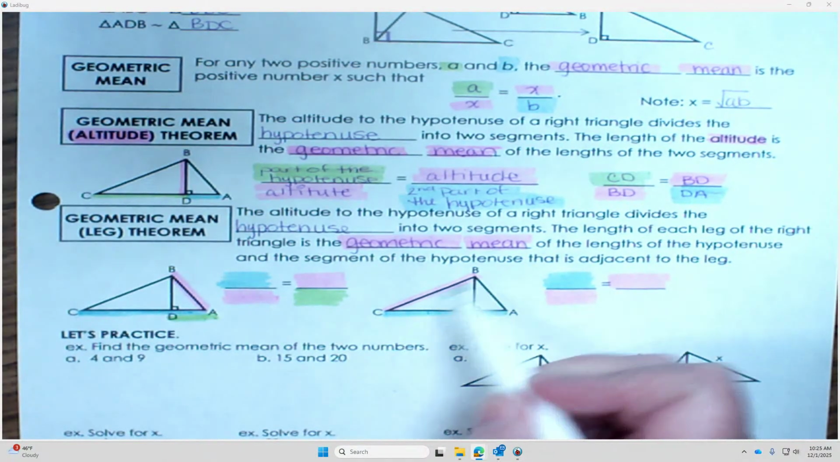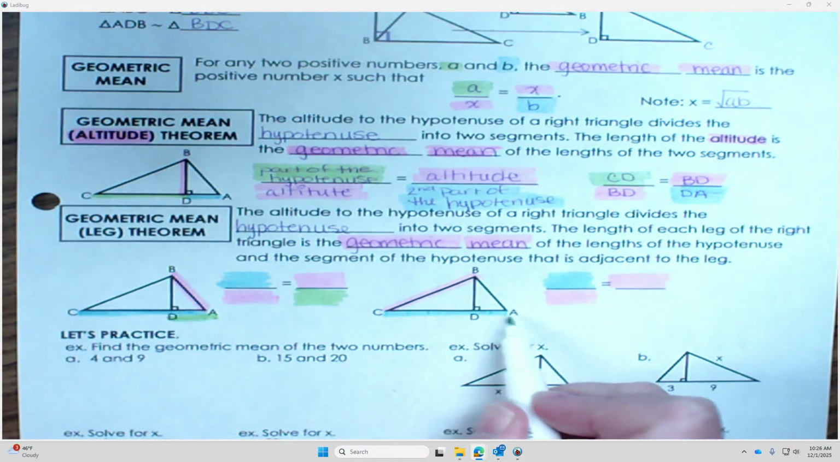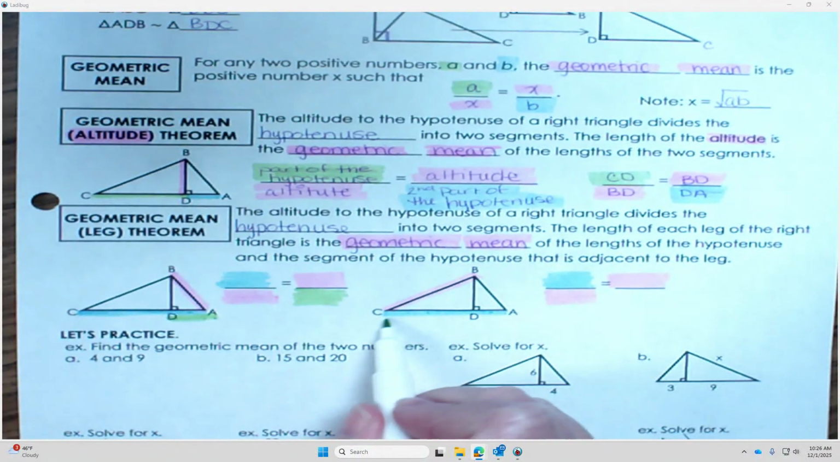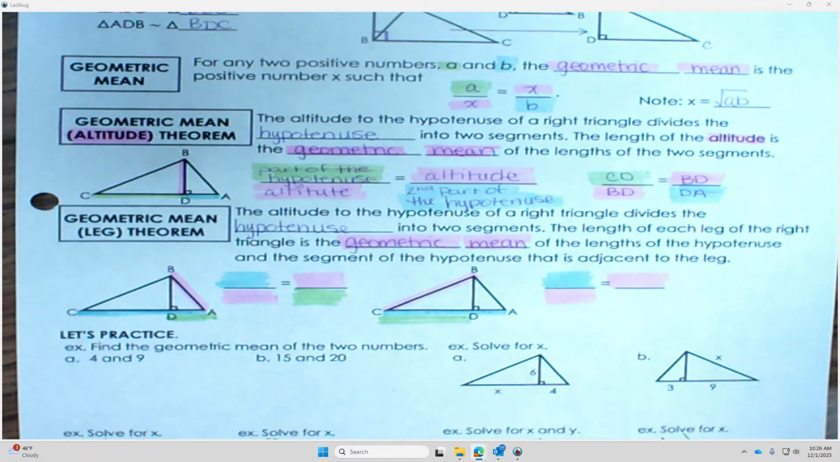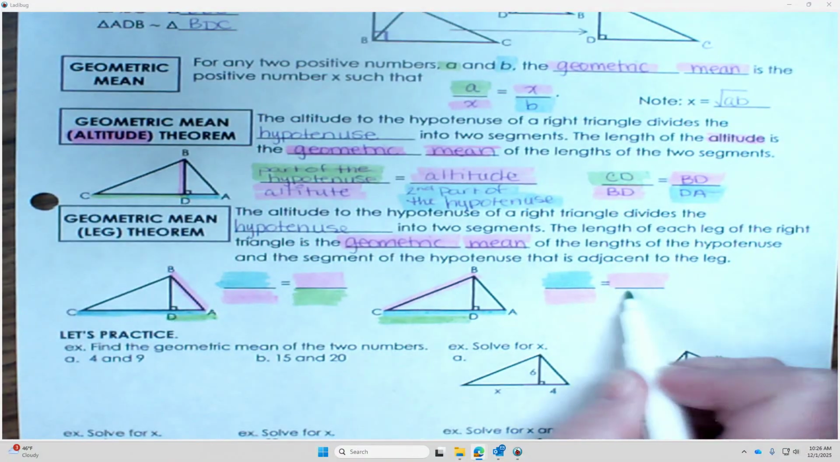And then over on this leg, I would no longer say DA is adjacent. Those are no longer touching. On this leg, CD is the adjacent leg.